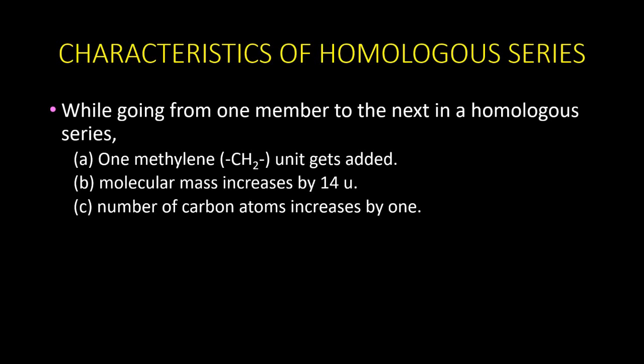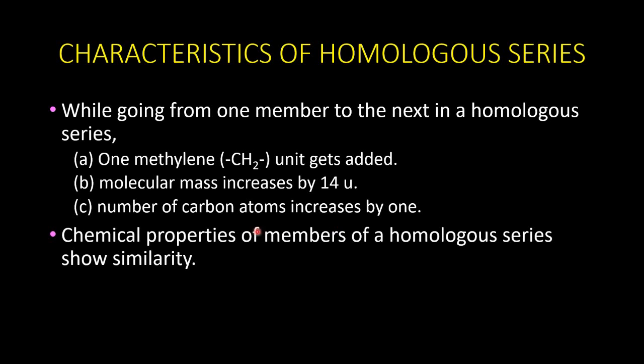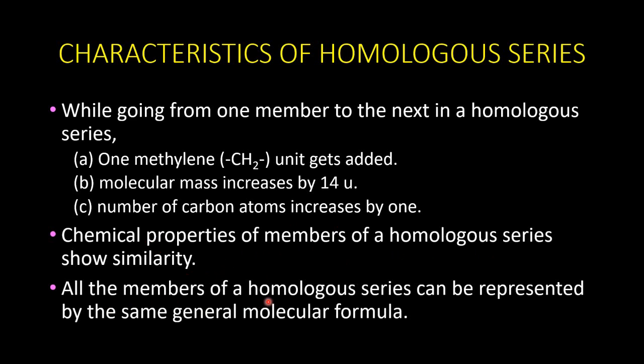The homologous series has some special characteristics. While going from one member to the next in the homologous series, you will see an increase in one CH2 unit and the molecular mass increases by 14 Dalton, and you can see the number of carbon atoms increases by 1. The chemical properties of the members of homologous series show similarity. All the members can be represented by the same general molecular formula.